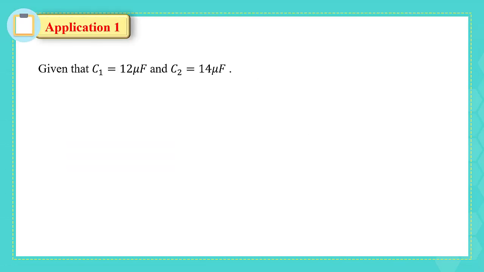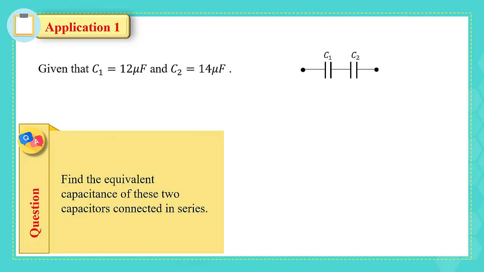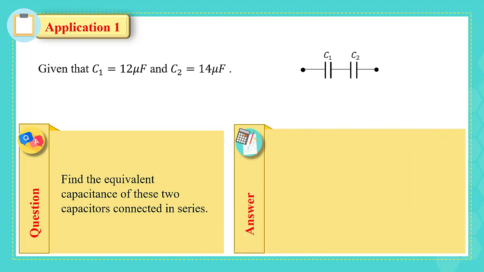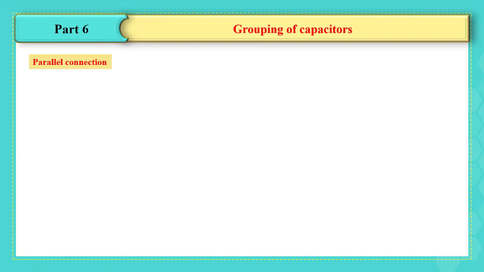Application: find the equivalent capacitance of these two capacitors which are connected in series, having capacitances which are 12 microfarad and 14 microfarad. Because they are only two capacitors, we can use the formula which is C equivalent is equal to C1 times C2 divided by C1 plus C2, or we can use the general formula which is 1 over C equivalent is equal to 1 over C1 plus 1 over C2, and the final answer will be 84 divided by 13 microfarad. What about parallel connections?